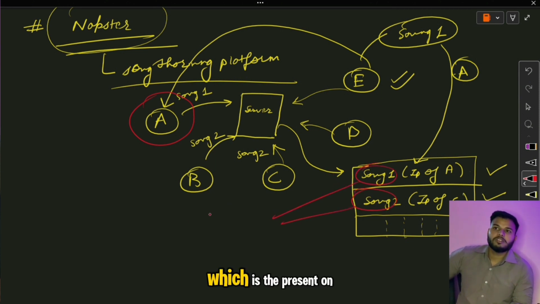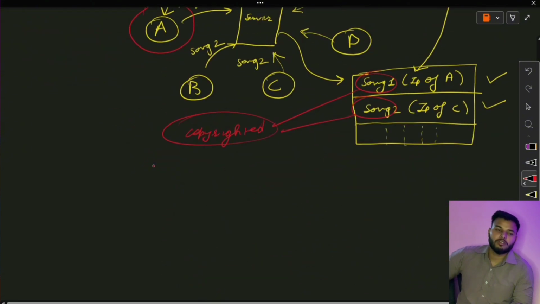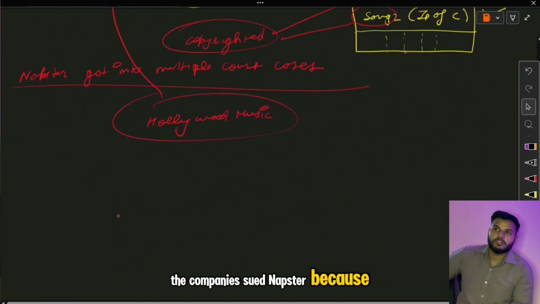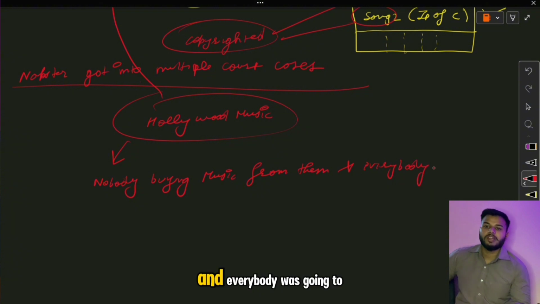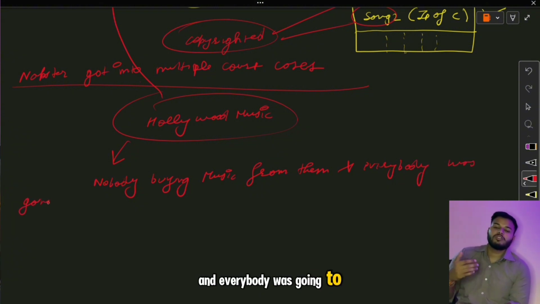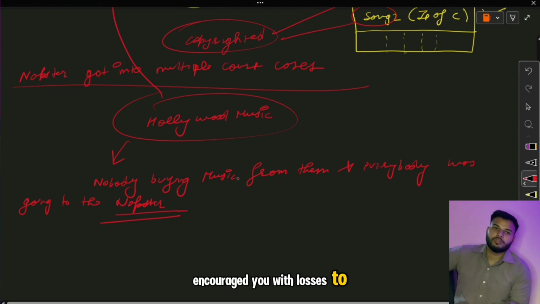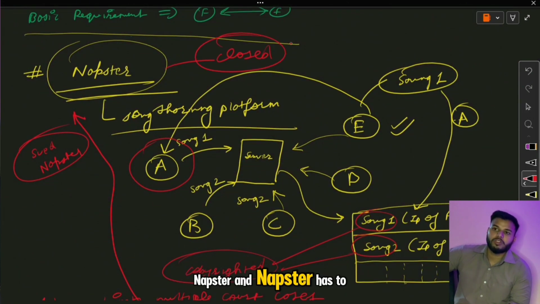All the content present on the server was copyrighted content, because songs are basically copyrighted. Napster got into multiple court cases. Big companies like Hollywood and other music companies sued Napster, because the problem these companies faced was that nobody was buying music from them; everybody was going to Napster and downloading music for free. This incurred huge losses to these big companies, due to which they sued Napster and Napster had to close.